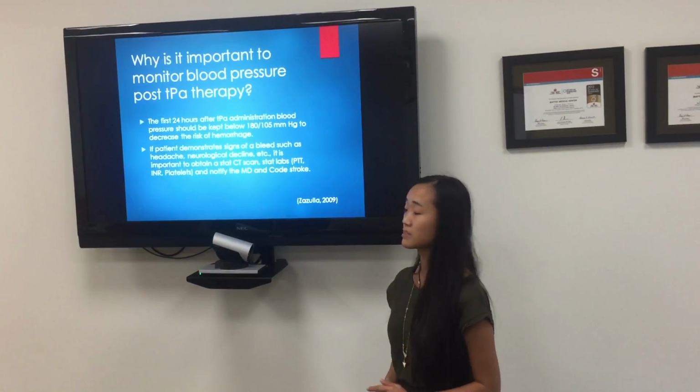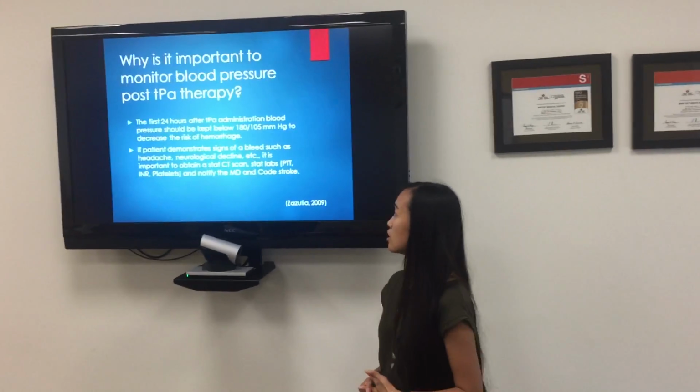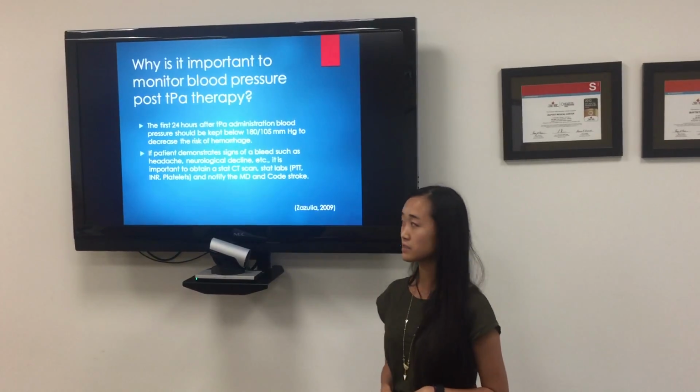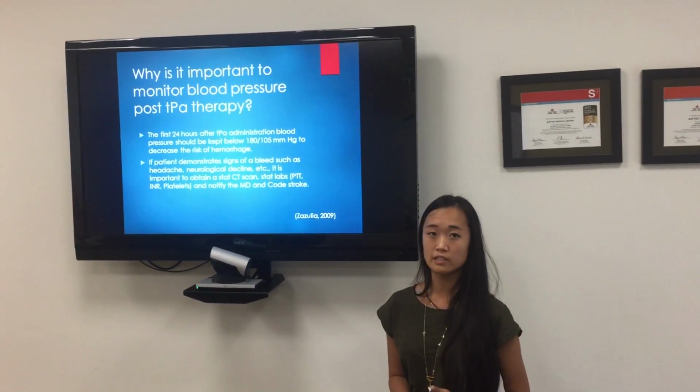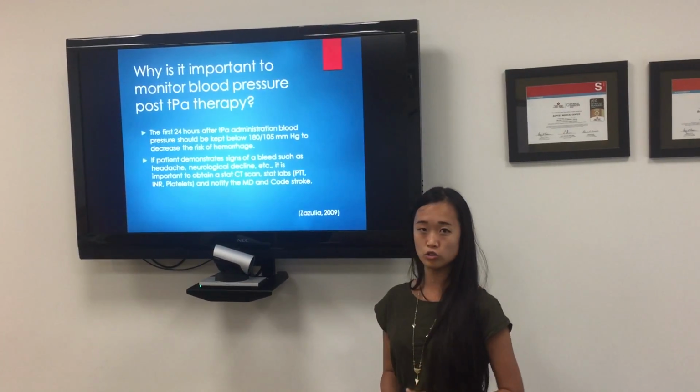If a patient demonstrates signs of bleeding such as a headache, any neurological changes, or any other changes, it's important to obtain a stat CT scan, notify the doctor, and get some stat labs such as PTT, INR, your platelets, and call the code stroke.